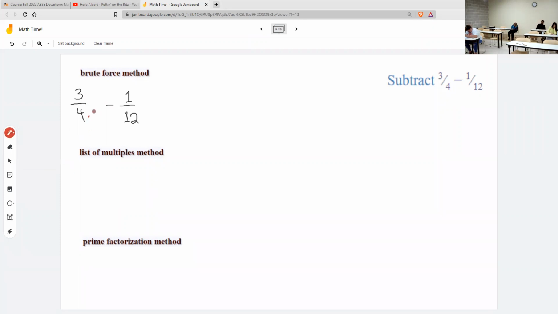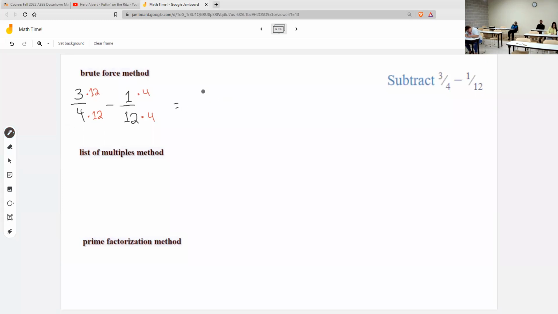So the 4 is going to get a times 12. The 12 is going to get a times 4. If I do it to the bottom, I have to do it to the top. So what do I wind up with?